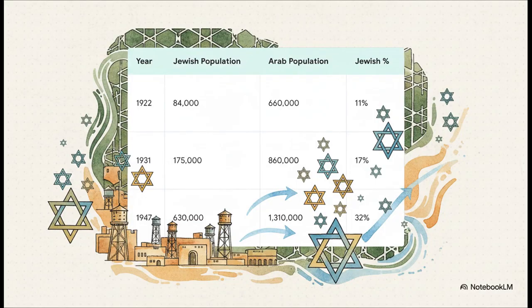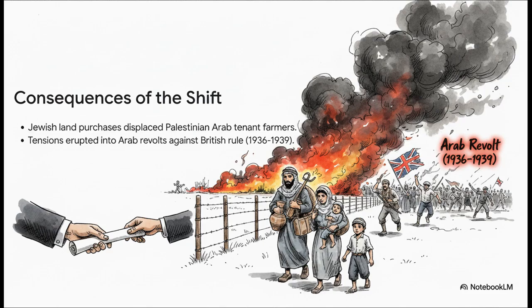Now, this is where you can really see the change. Just look at these numbers. In 1922, the Jewish population was around 11%. Fast forward just 25 years to 1947, and that number had jumped to 32%. That's not a slow trickle. That is a massive and incredibly rapid demographic shift. And of course, a shift that fast is going to have some serious real-world consequences.